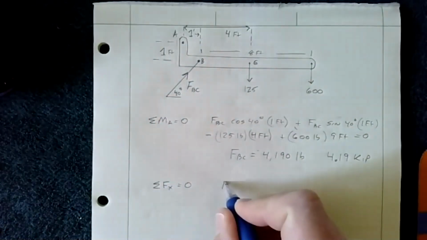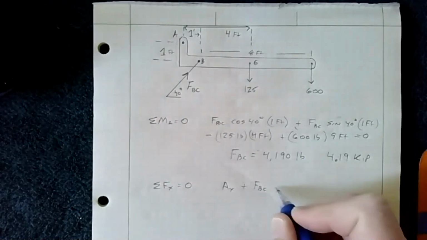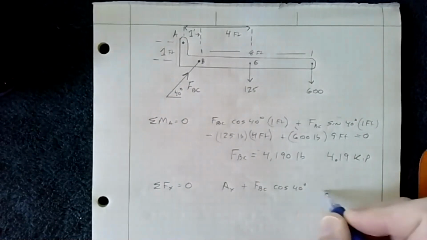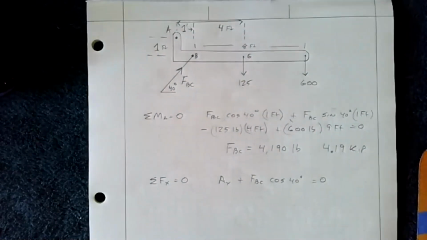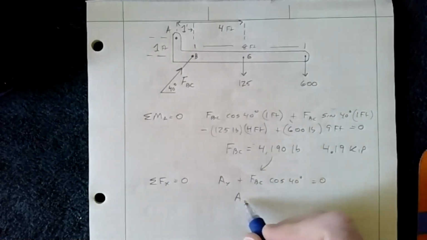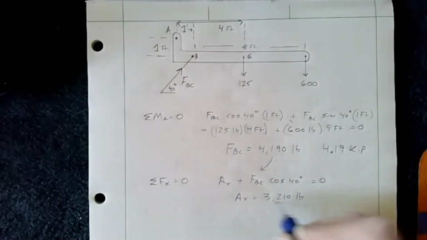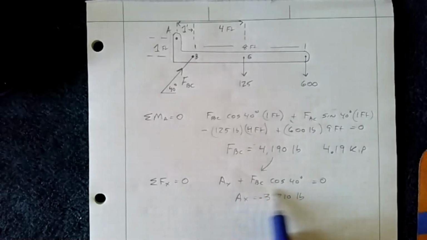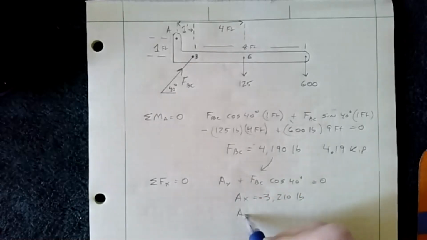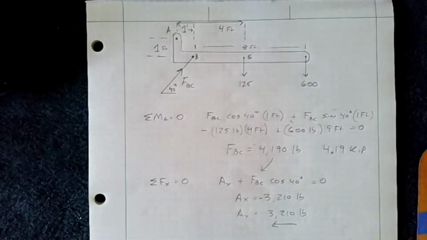So if I write this as AX plus FBC cosine 40 equals 0, and now I substitute this into that, I get AX equals 3,210 pounds, but I get a negative. You can see that from the equation. So really AX is equal to 3,210 pounds, and again, using the sign convention, to the left.